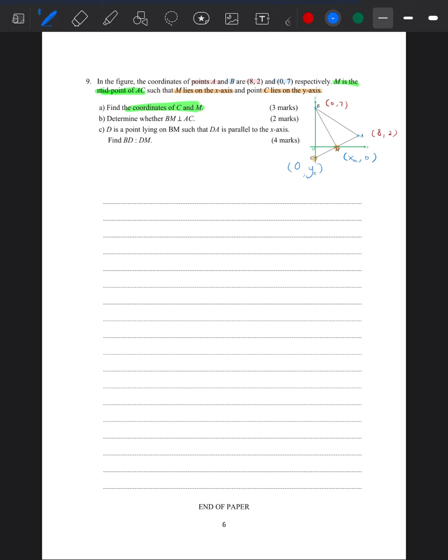So now we can look at it. It asks you for the coordinate C and M. And you have this information here, so we only have to focus on this information, midpoint. So we have to think about your midpoint formula. So part A, so for midpoint formula and your section formula, the ratios one, you actually only need to consider the x-coordinate and y-coordinate. So consider the x-coordinate.